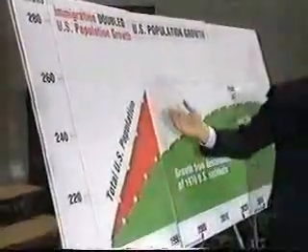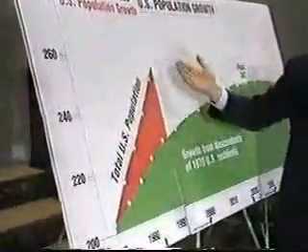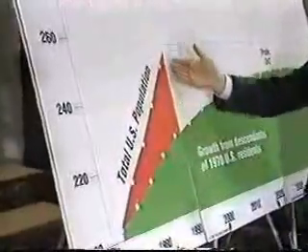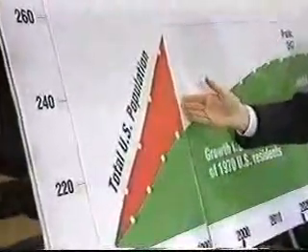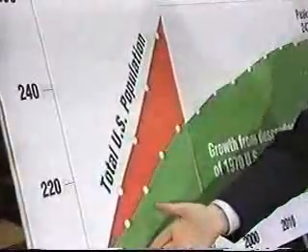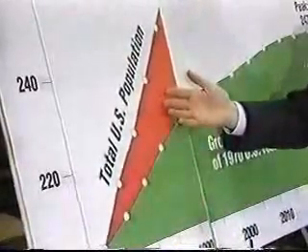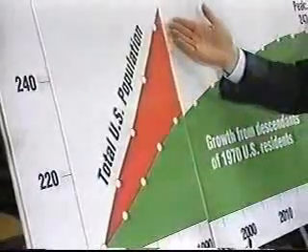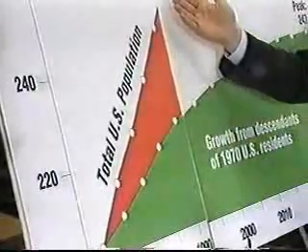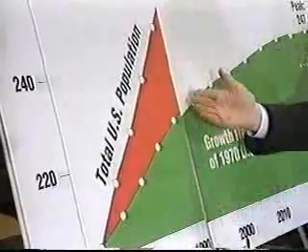Now, as you can see, our population growth has doubled over what it otherwise would have. This red represents every immigrant who came since 1970, plus their descendants, minus the deaths of both groups. There's been as much population growth from immigration as from the natural growth from the 1970 stock population.